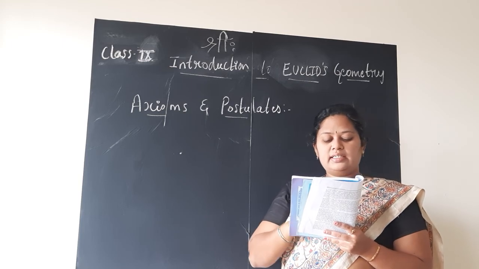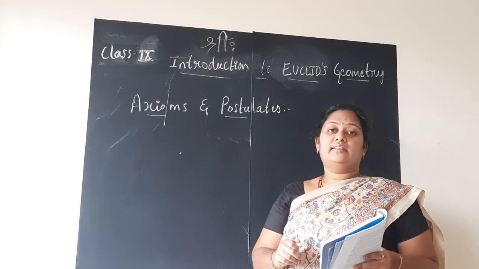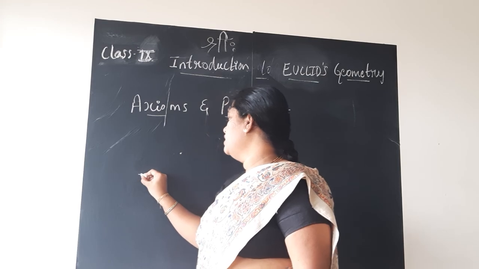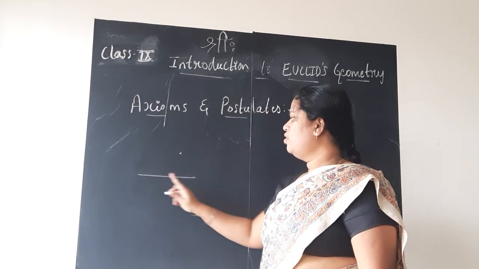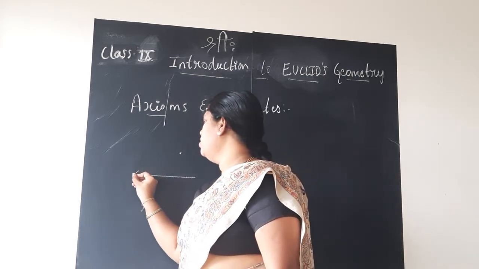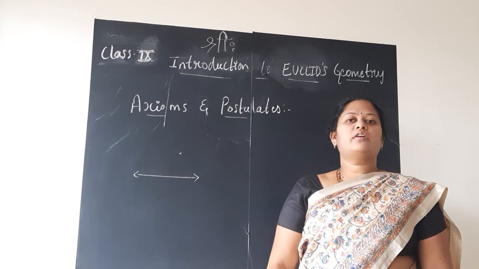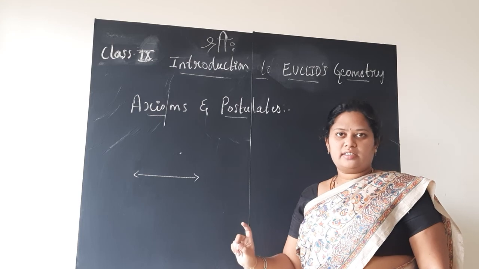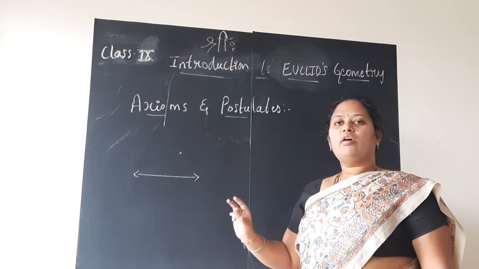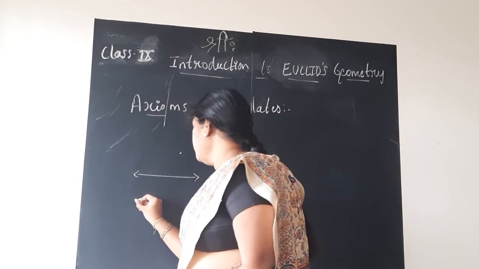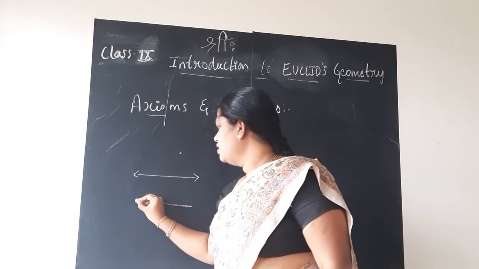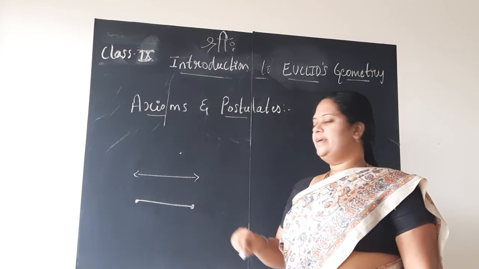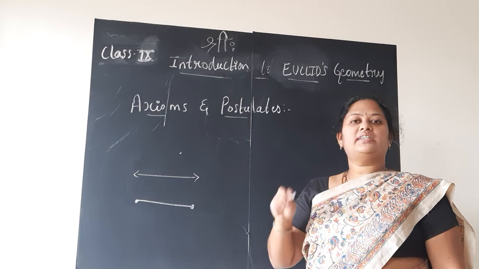A line is a breadthless length. So what is a line? This is a line. Simply if you draw this, it is not a line, children. You should mention an arrow mark on both sides. It means it is continuous. If at all you don't want to draw a continuous line, how would you draw? A straight line with end points. These two ways you can represent a line.